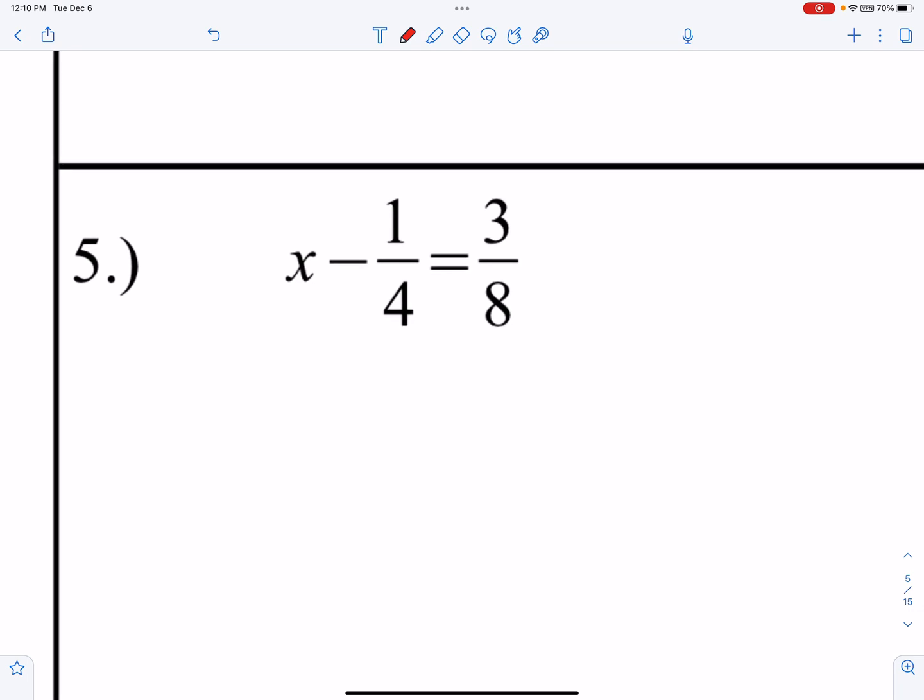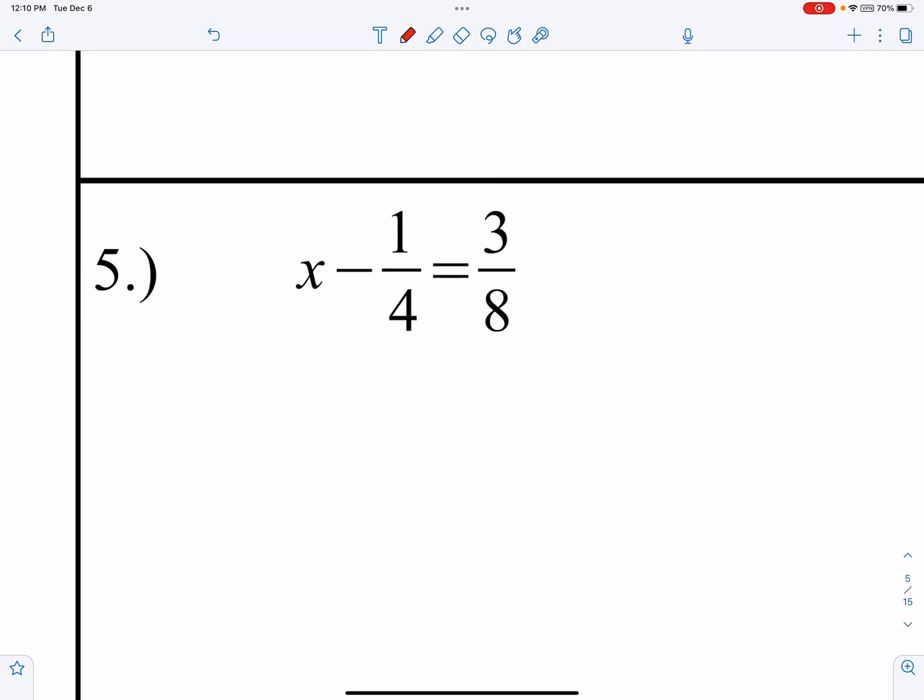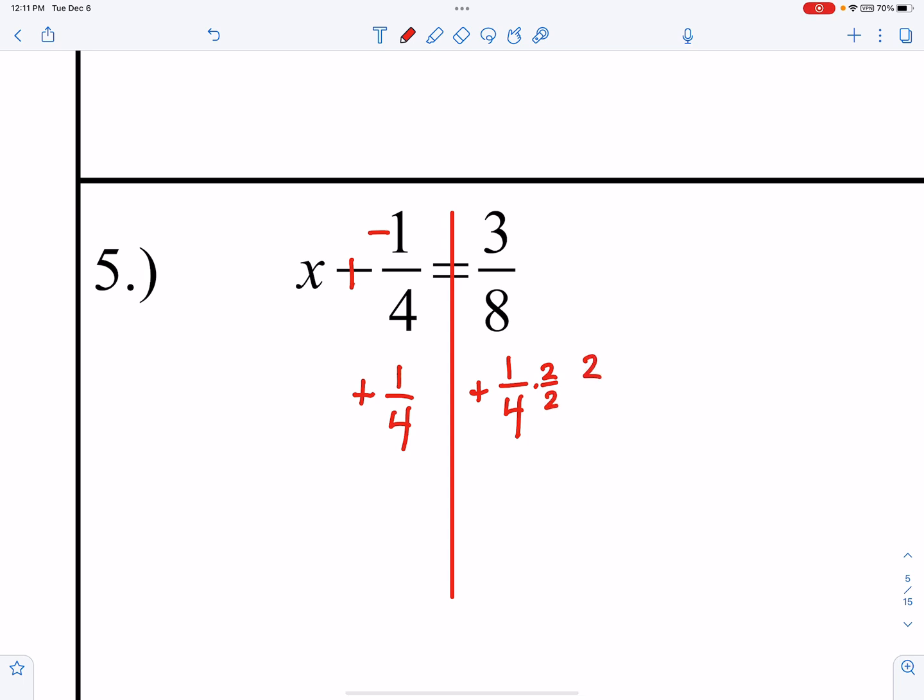All right, let's look at 5 and 6. If you want to even pause and try them on your own and then check, you can do that. I'm going to KFC real quick. So I see with my x, I have a negative 1/4. So to create the 0 pair, I'm going to add a 1/4 to both sides, creating my workspace. Okay. Right away, I see that I don't have common denominators, so I'm going to go ahead and create that. So I actually have 2/4 that I'm adding.